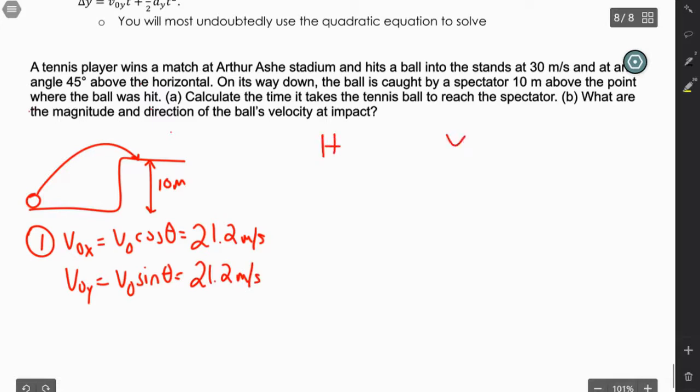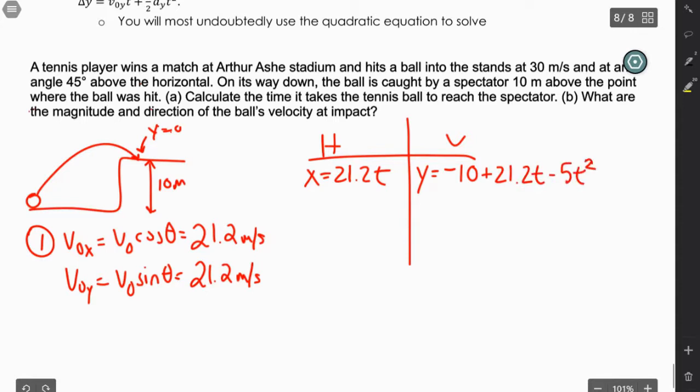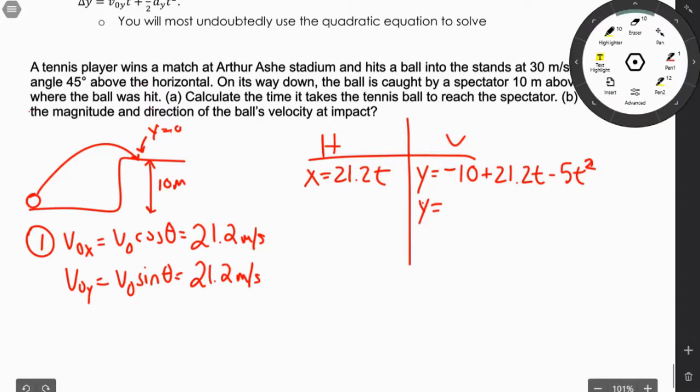Write our horizontal and vertical equations. All right, so x equals 21.2t, and y equals negative 10, because we're going to call our initial point y equals 0, so we're starting below. So negative 10 plus 21.2t minus 5t squared. What we're going to do now is solve this using the quadratic equation, and that will give us the time it takes to get there.